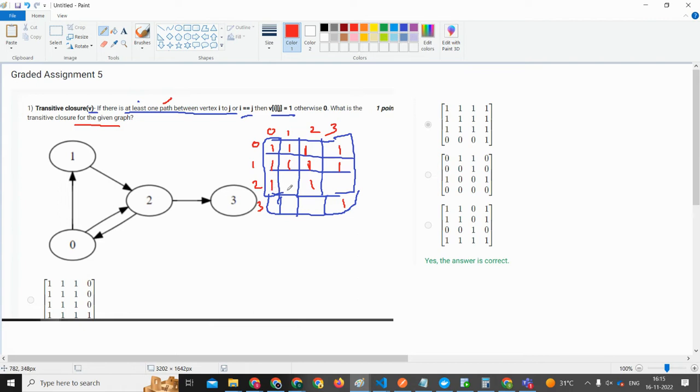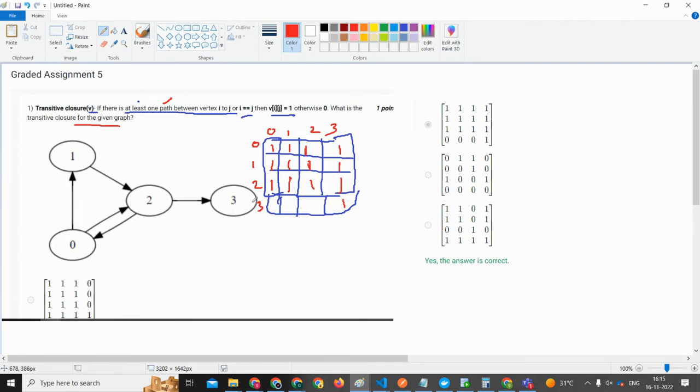Do we have a direct path from 2 to 0? Yes, we have a direct path, right? 2 to 0. Go ahead. No, sir, how is 2 to 0 a direct path? We have to go first through another node. Oh, 2 to 0, yes. 2 to 1, yes, we can go. 2 to 3, we can also go.